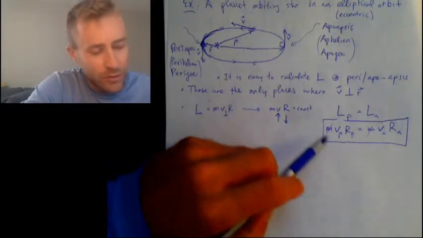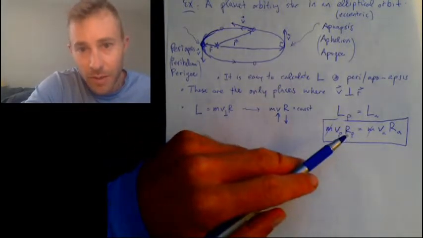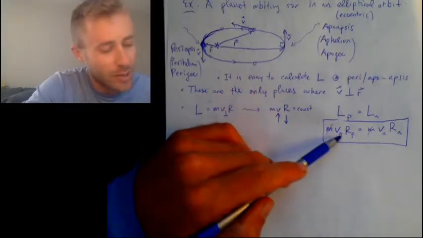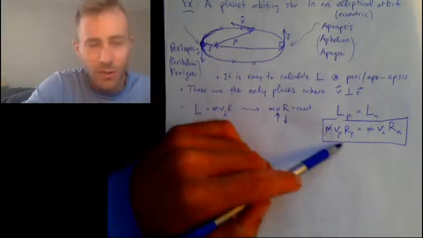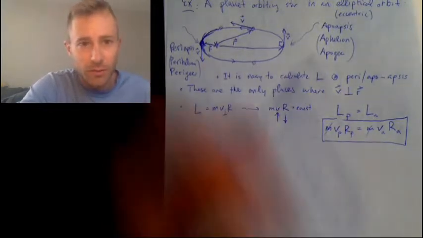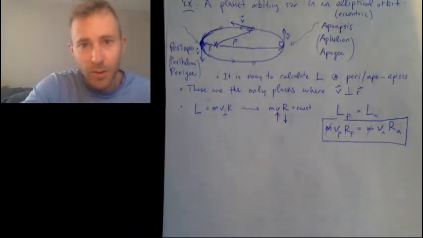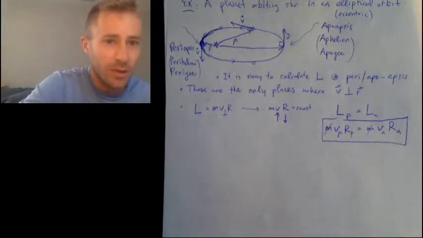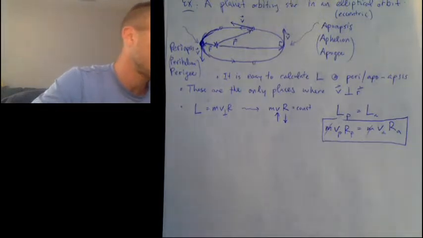This is a question that often appears on the AP exam in particular. I've also seen it on the IB, but in AP Physics C, they'll have you calculate relative speeds at periapsis versus apoapsis, and you would use angular momentum conservation to do that. So I think that's kind of nice.